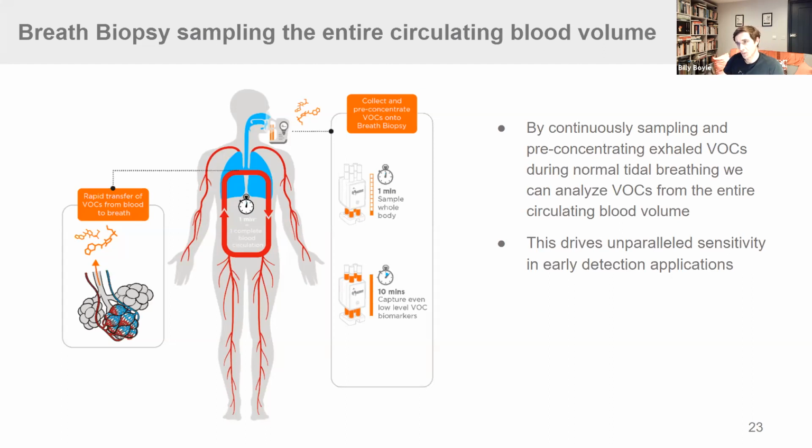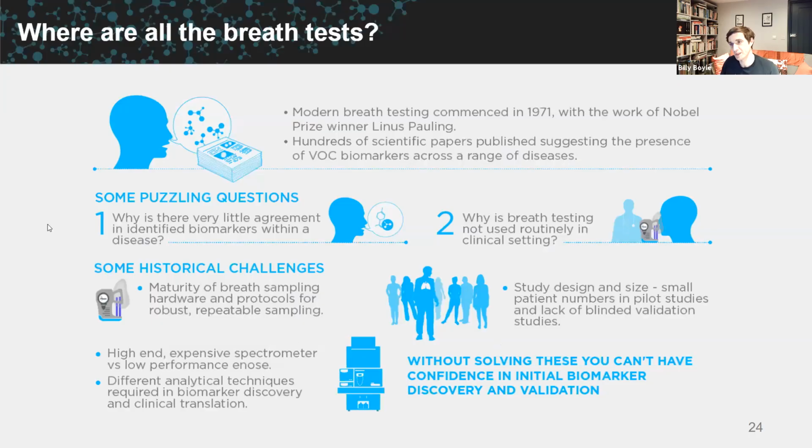So just through normal tidal breathing, you're building up the trapped concentration of the volatiles coming out from breath onto our collection device. So what this means is that about once every minute, your entire circulating blood volume goes around your body. So this is a bit like a window into that entire circulating volatile metabolism. So we think this is really an important advantage because it will help drive sensitivity in a lot of these early detection problems. That's fundamentally what you need if you're going to pick up disease sooner. So this all sounds brilliant.